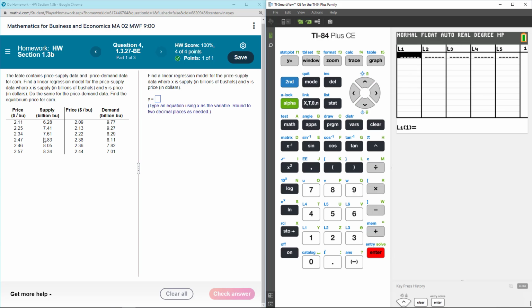And now I want to put all this data in. But since I've already shown you how to do this, I'm just going to go ahead and knock this out, and I'll be back to you in just a second. But first, just notice that I am going to put the X values, which is supply, in L1, the Y value, which is the price, in L2 for the supply curve. Then in L3 are going to be the X values, or the demand in bushels, and then the Y values, which is the price, in L4. And that's what we will have when I'm done.